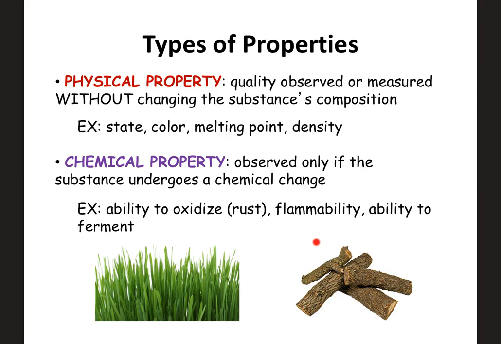So these logs here would be flammable. They have the ability to burn. That's a chemical property. I could only observe that if it underwent a chemical change. So you got to be very careful here. If you're asked to give a physical or chemical property, make sure these are things that you could observe, for a physical property, without changing the composition. And a chemical property, you have to observe it only if it underwent a chemical change, but they're both observations.